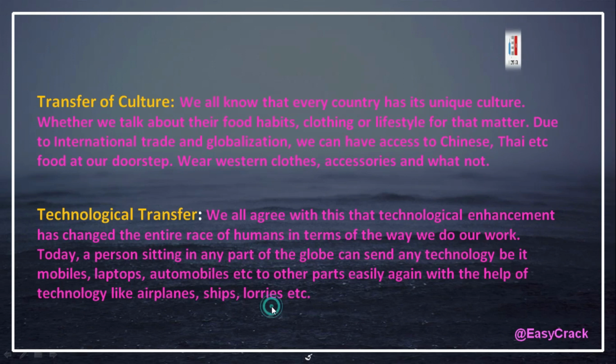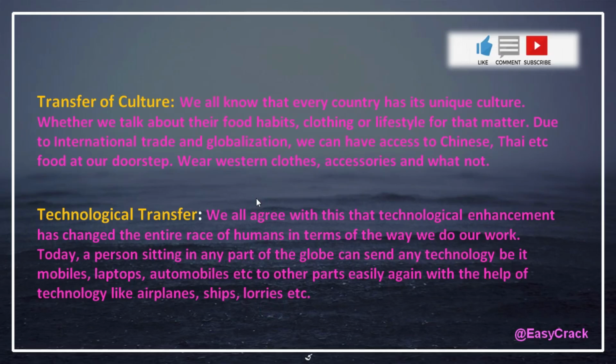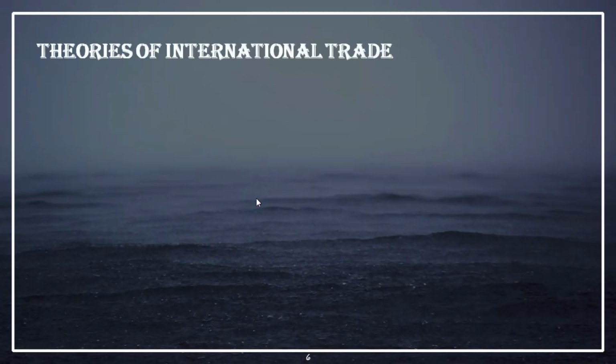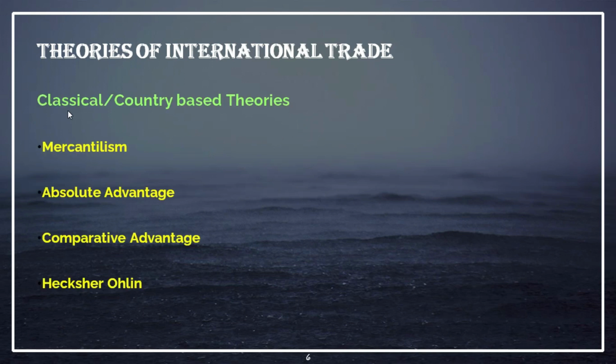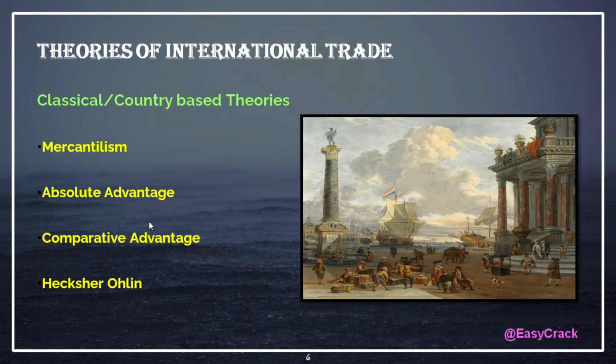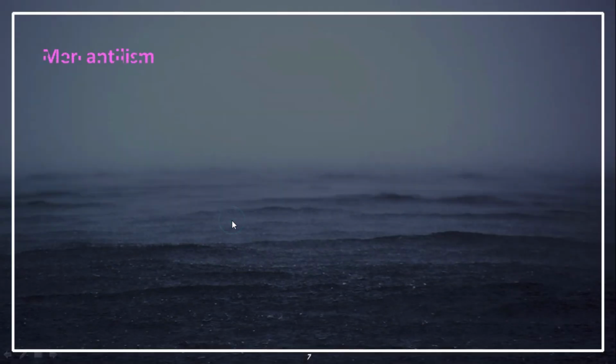Now, let us discuss the various theories of international trade. See, we are going to discuss classical or country-based theories in this lecture. So, the first one is mercantilism, the second one is absolute advantage, then comparative advantage, and finally the Heckscher-Ohlin theory. So the first one is mercantilism.